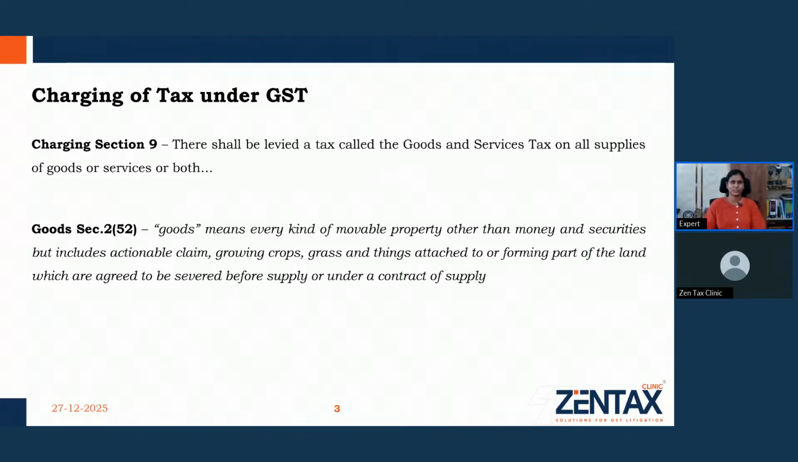Now we will see the definition given in GST for goods. Section 2, subsection 52 mentions goods means every kind of movable property other than money and securities, but includes actionable claim, growing crops, grass and things attached to or forming part of the land which are agreed to be severed before supply or under a contract of supply.